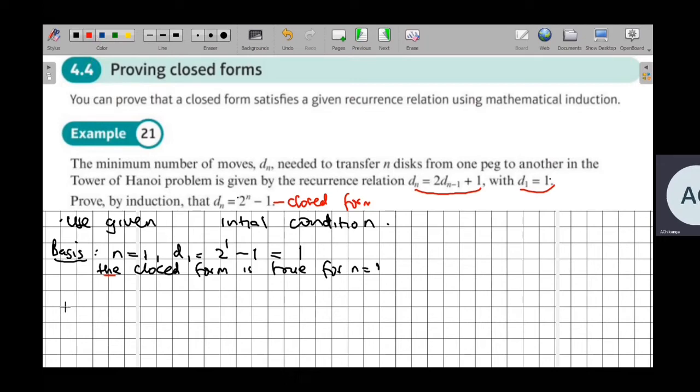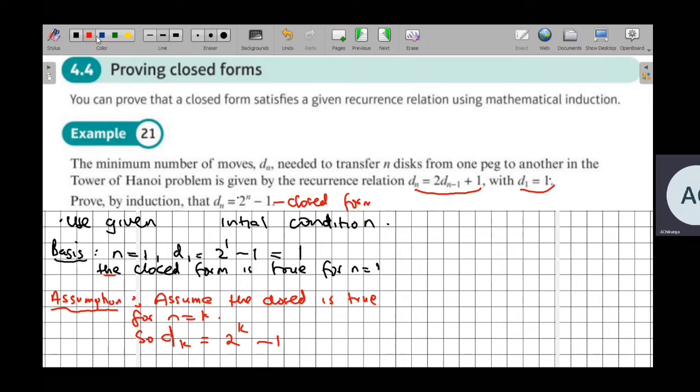Next point is to go to the assumption step. What are we doing for the assumption step? We assume the closed form is true for n is equal to k. In other words, we are saying d to the power of k is equal to 2 to the power of k minus 1. So our assumption is always easy to make, isn't it?